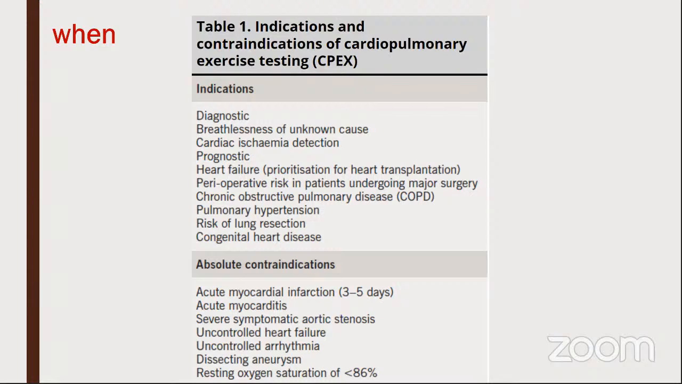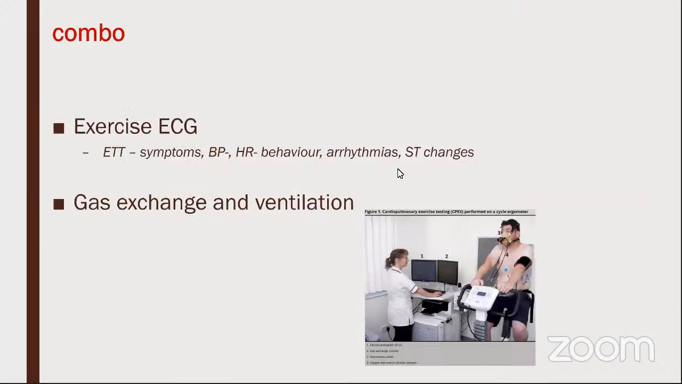So the combination you get is exercise ECG, where you get all your normal information with symptoms, hemodynamics, arrhythmia, ST changes, but additionally you get the gas exchange changes and ventilation.